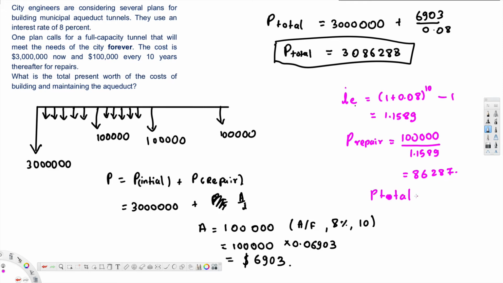And P total is the addition of the initial cost, 3 million, plus 86,287, and that gives us 3,086,287, and that's the final answer. And if you compare this one and this one, they are almost the same, only one value differs, 288 versus 287. That's a small difference. Okay, and those are almost equal.